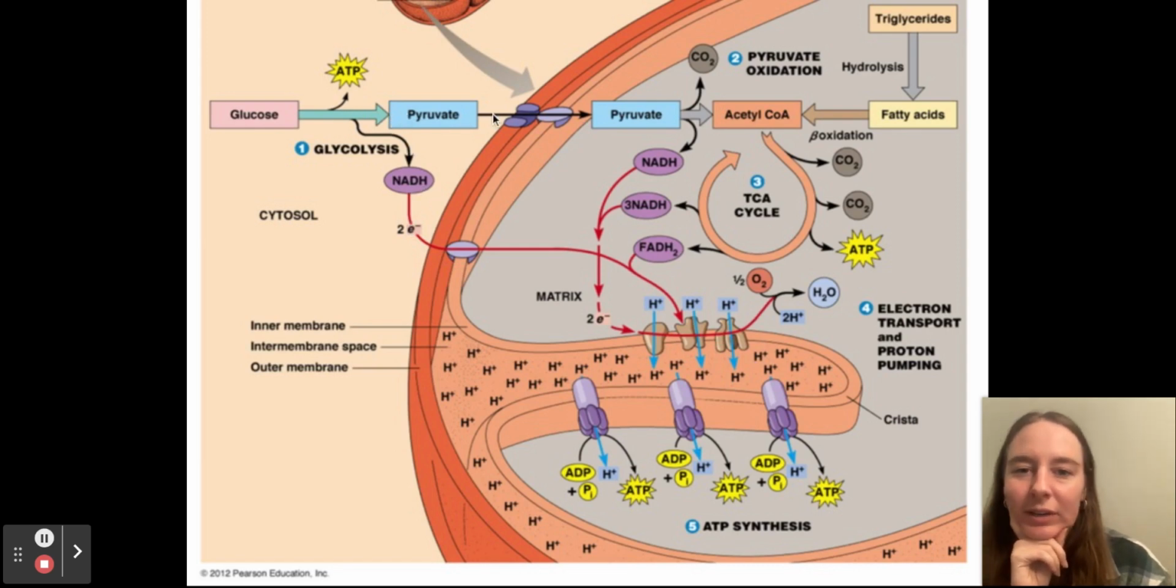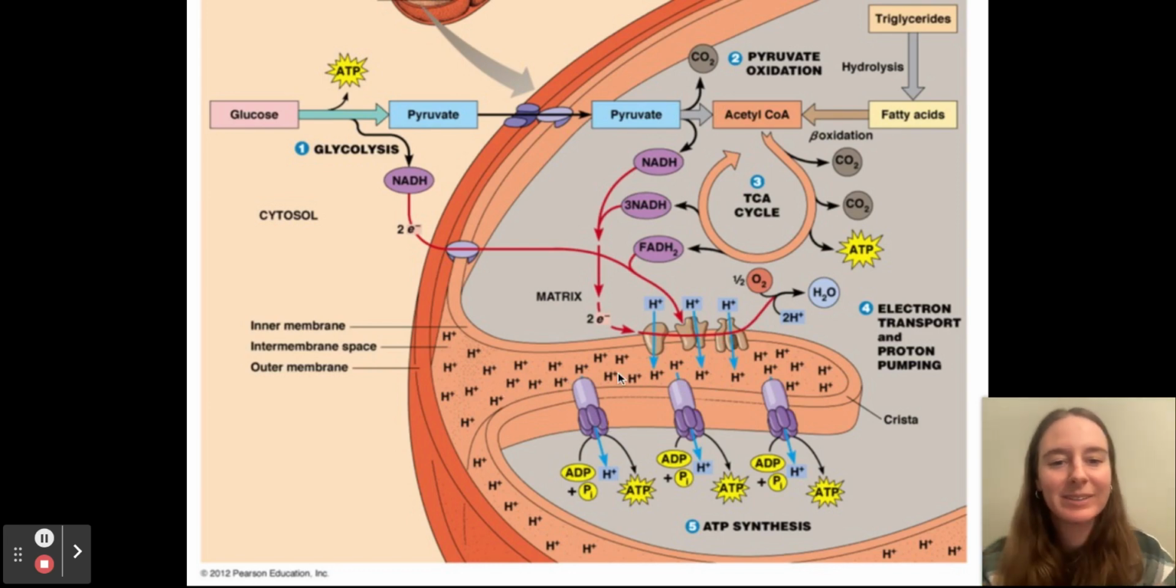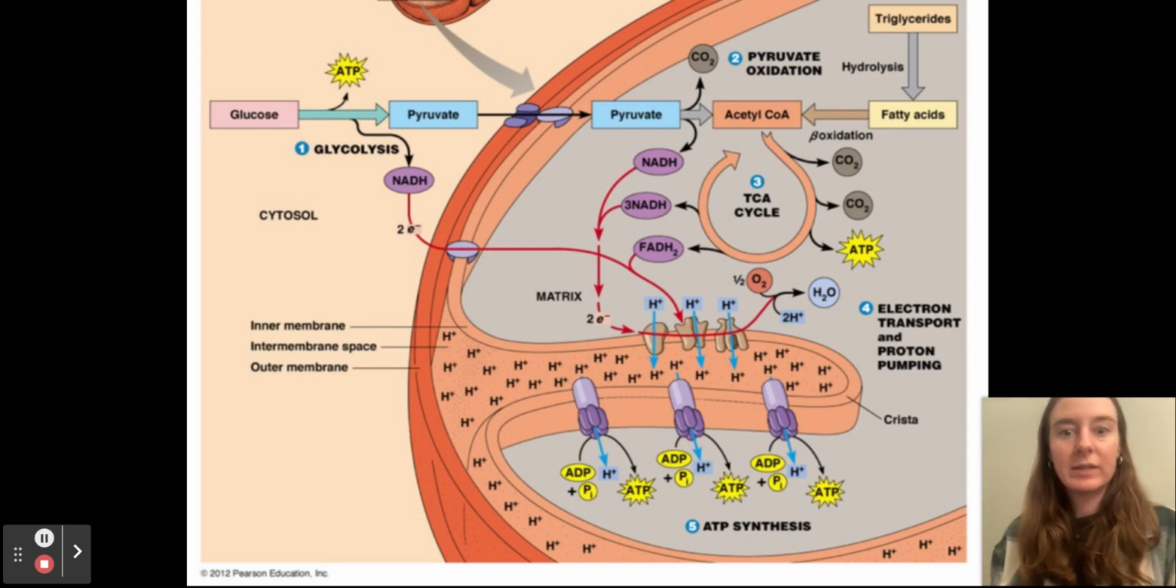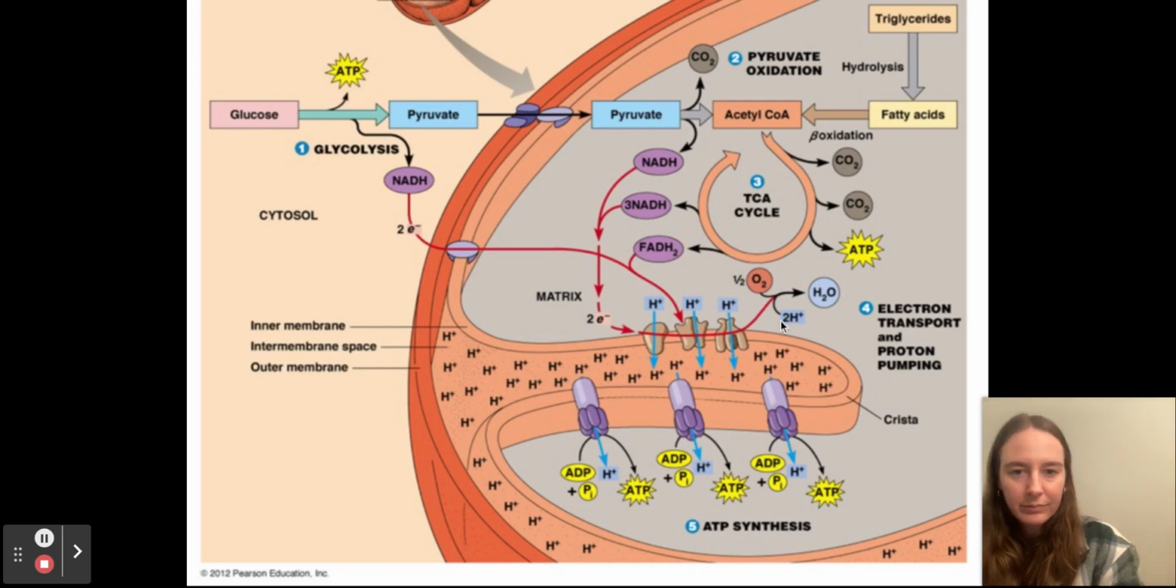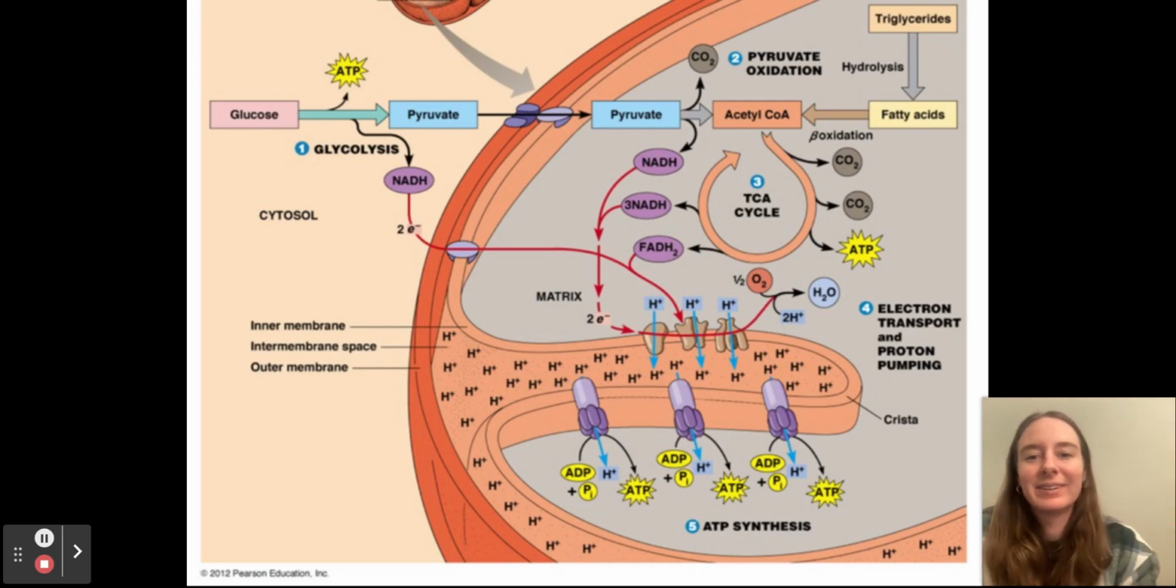The pyruvate will be shuttled through this protein into the mitochondria. Here's our outer membrane, here's our intermembrane space, here's our inner membrane, and here's the mitochondrial matrix. Here's our cristae, the folds here, and you can see how they increase the surface area. That's important because now you can do a bunch of ATP synthesis all over the mitochondria, since you have so much surface area of the cristae. This is basically putting everything we've learned this whole year together, which is so cool.